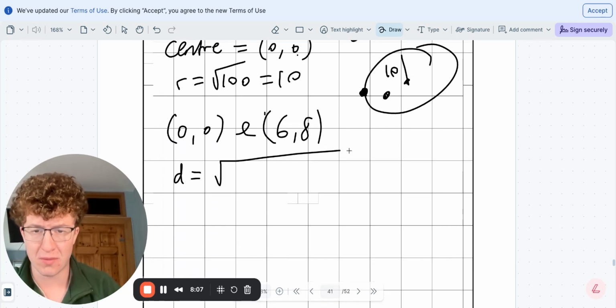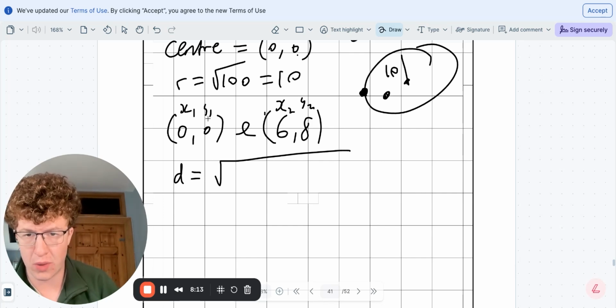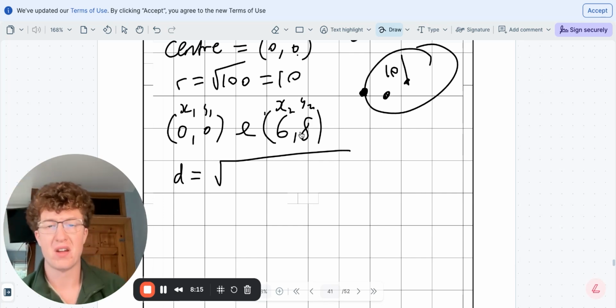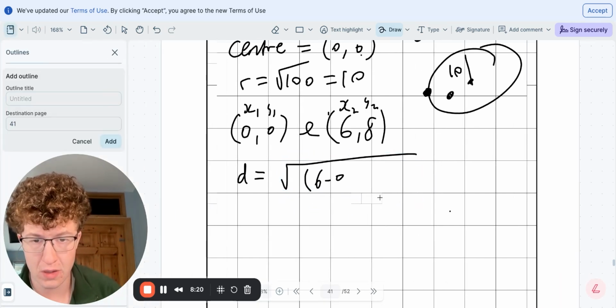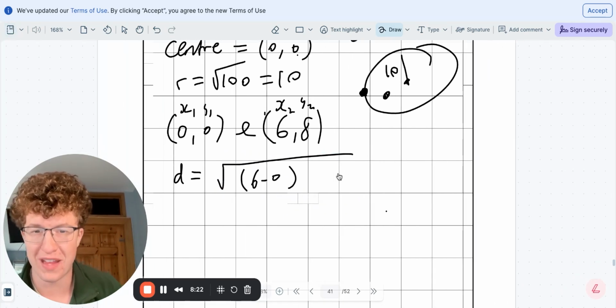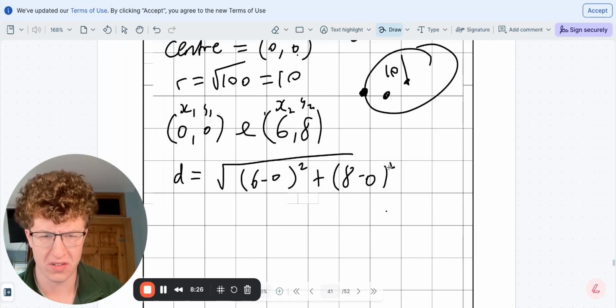Well, it's going to be the square root of x2 and y2 there, and x1 and y1 there. We're going to use the distance formula again. So with x2 minus x1, it's going to be 6 minus 0, all squared, plus 8 minus 0, all squared.